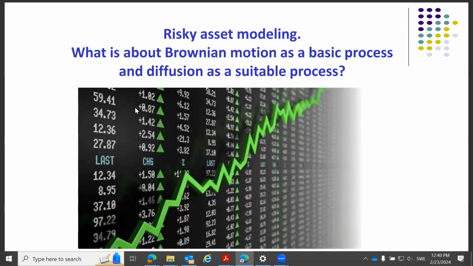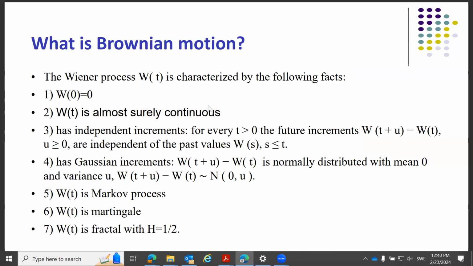The second component is the risky asset. For the risky asset, we suppose that Brownian motion, a chaotic motion, is the basic process, and maybe diffusion is a suitable process.